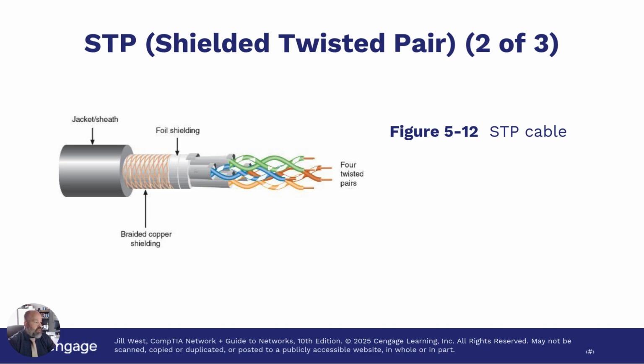So this is what the inside of a Cat5 cable looks like. This is the anatomy of the shielded twisted pair. Notice the jacket and sheath on the outside. Then you have foil sheathing. Then you have the braided copper shielding and the 4 twisted pairs inside. So, if you've seen those Russian nesting dolls where you keep opening it and it keeps getting smaller and smaller, that's kind of what this looks like.